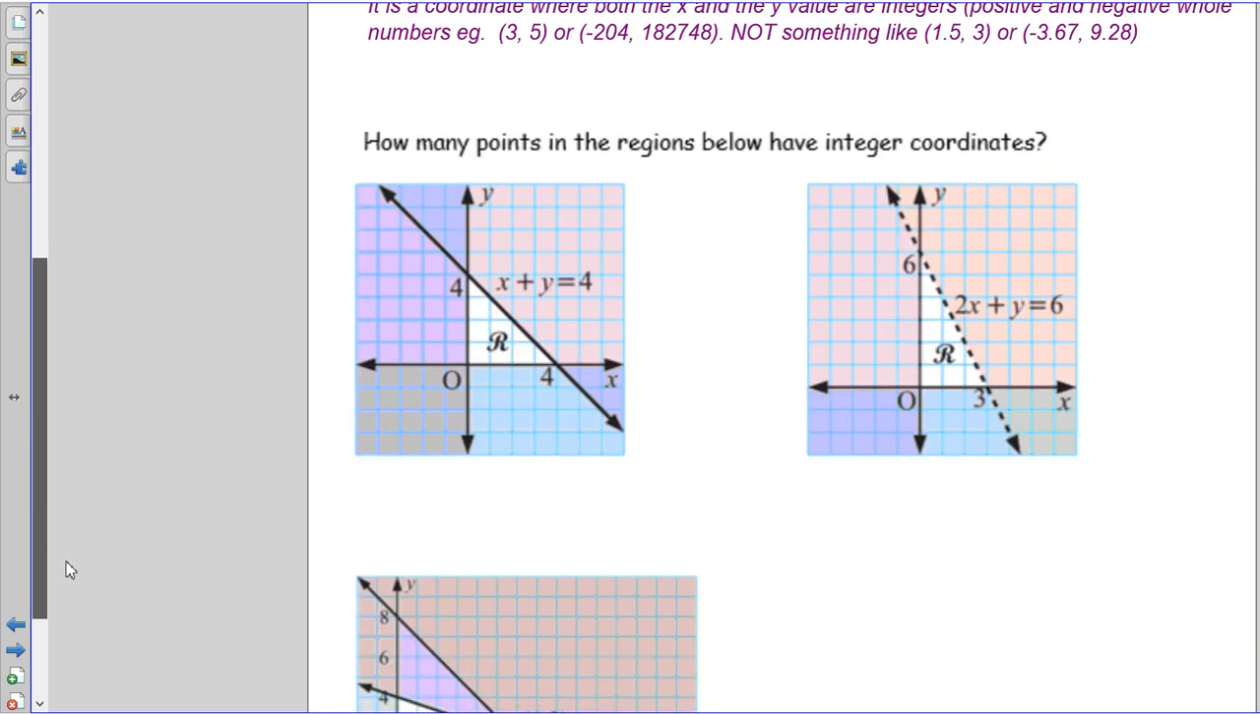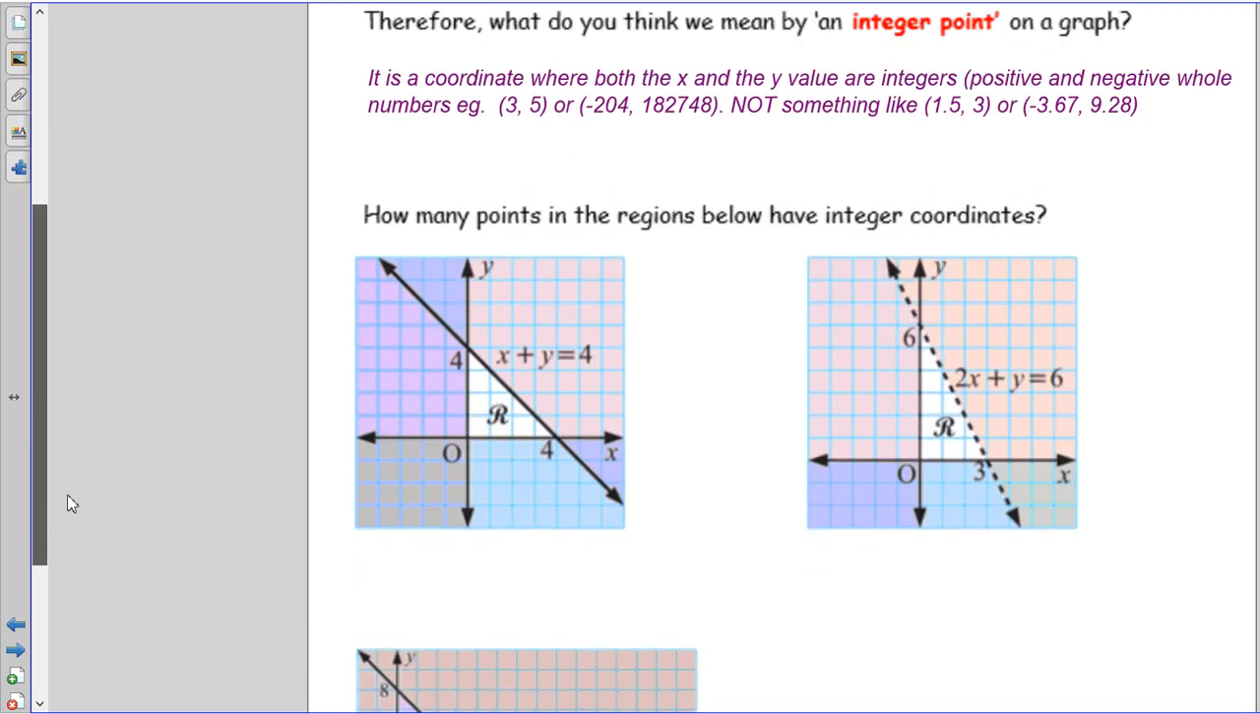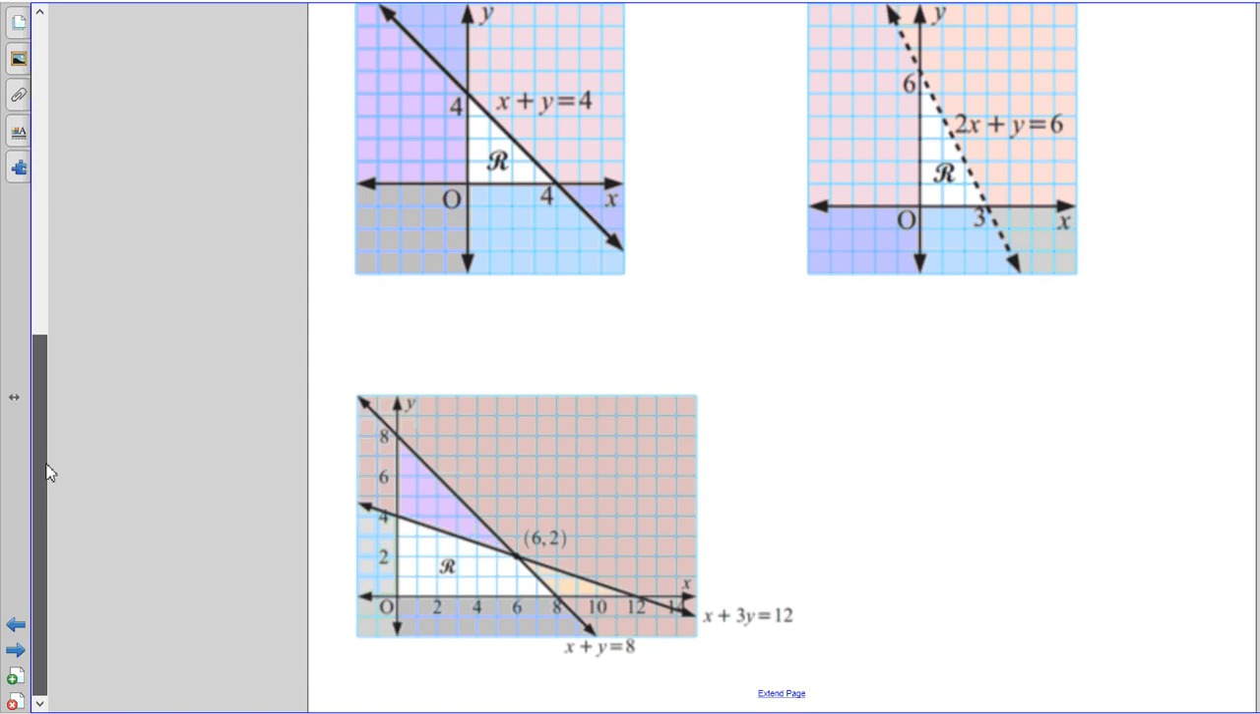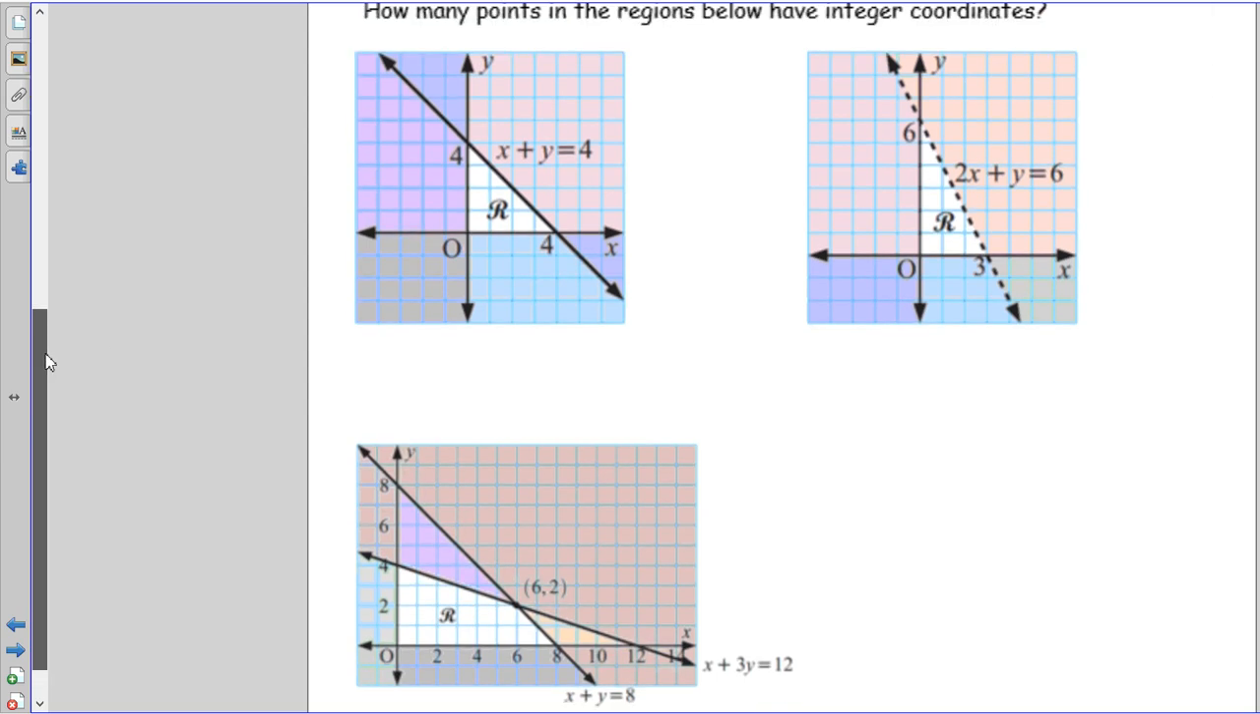So how many points in the regions below have integer coordinates? Remember, the regions have been marked with an R. That's what we mean by the regions in these examples. So what do I mean by integer coordinates? I'll actually type them in. Notice this one has solid lines, so they do include the lines. Well, we have an integer coordinate here because it'll be (1, 2). We also have an integer coordinate here, (1, 1). We also have (2, 1).